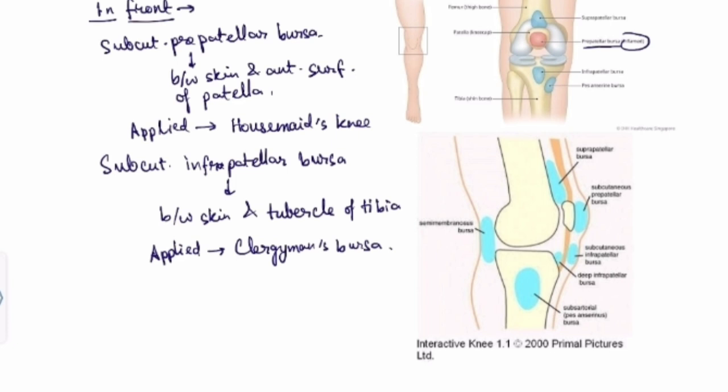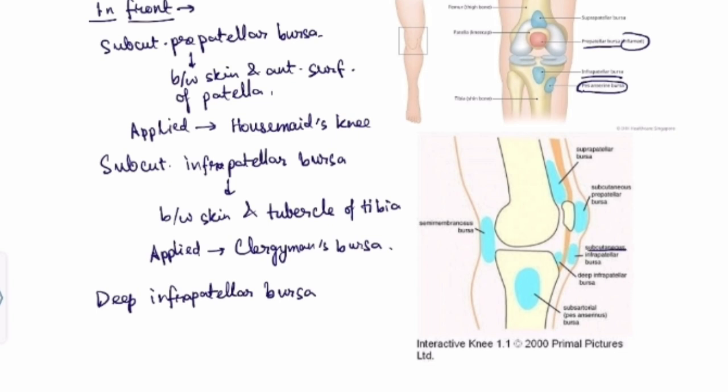Housemaid's knee. You know housemaids clean the floors with the mop, and they kneel down and clean. So that can lead to inflammation in the pre-patellar bursa. So this is infrapatellar bursa. Pes anserine bursa is also written here, but it is actually a bursa surrounding the insertion of the sartorius, gracilis and semitendinosus muscles. You don't need to bother about this bursa right now. Then we have the deep infrapatellar bursa.